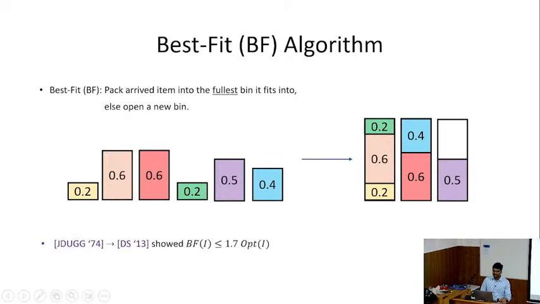Okay, so best fit has been studied very well since the 70s, and we now know that it achieves an approximation ratio of 1.7. And that is tight, and it's very well motivated to study this algorithm because it's one of the very practical algorithms for bin packing.